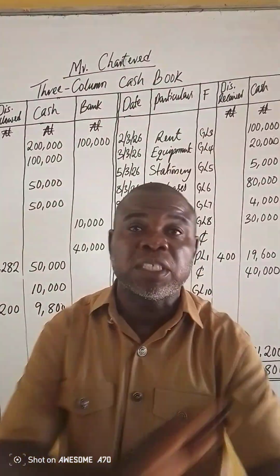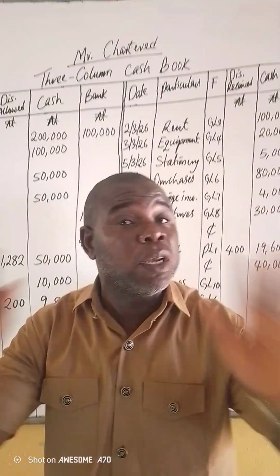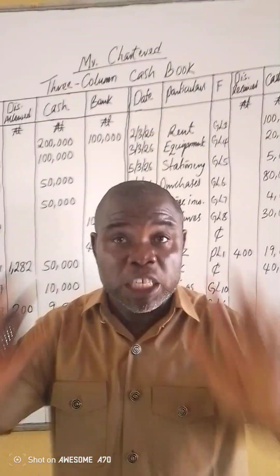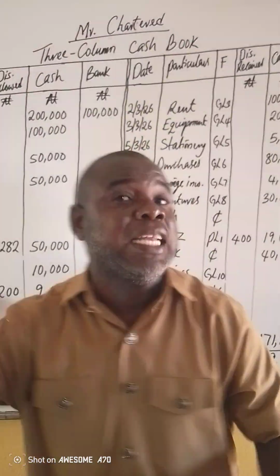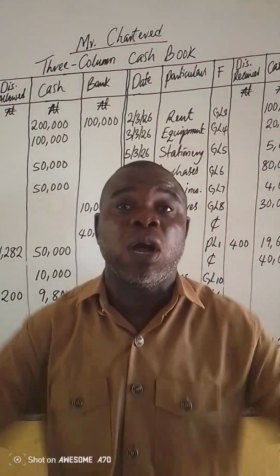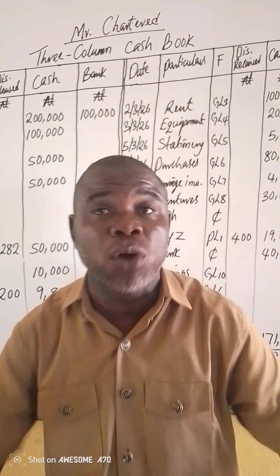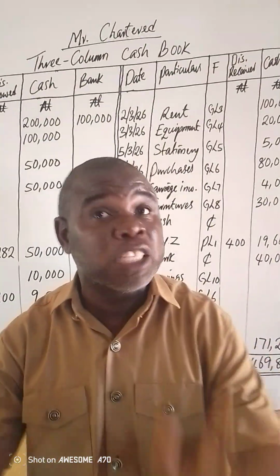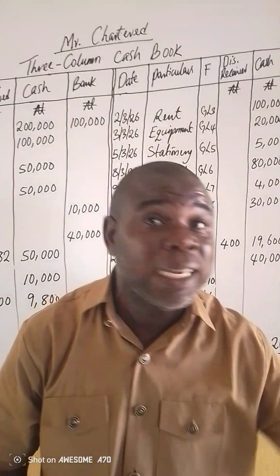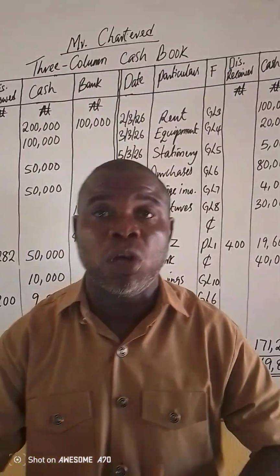Like cash, there's nothing like cash overdraft. You can only spend what you have. So in respect of cash, the credit side of cash account can never be more than the debit side. There is no situation like that. You can only spend what you have. It can be equal, but the credit side of cash can never be more than the debit side. But in respect of bank, the credit side can be more than the debit side because of the issue of bank overdraft.